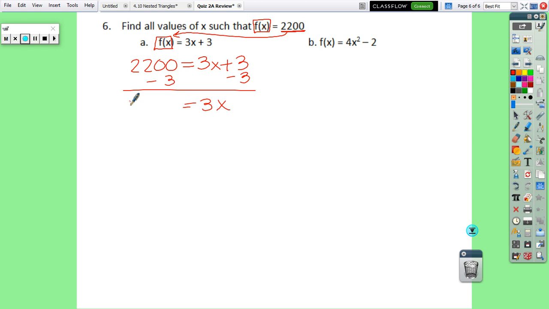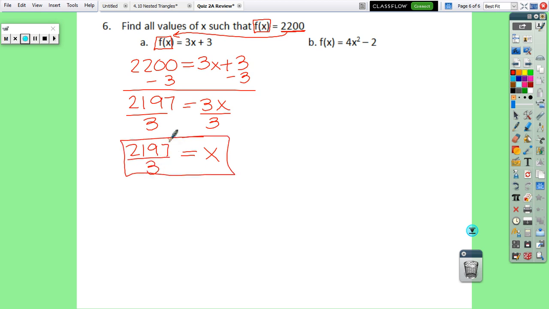3x is equal to 2197, and then divide both sides by 3. So x is equal to whatever 2197 reduces down to or divides by. I'm okay with you just leaving it like that too. Same thing, okay? The f of x gets replaced with the 2200. This is what we want our output to be. It's not telling us what our input is. If it was our input, it would be inside the parentheses.